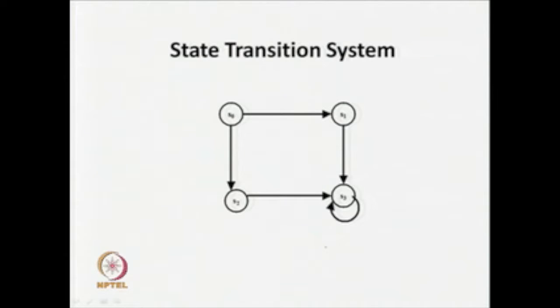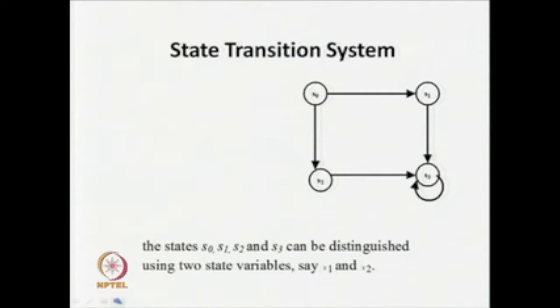So, in this lecture we are going to see how we represent those state transition systems with Boolean functions, and eventually we are going to represent those Boolean functions with the help of OBDDs, ordered binary decision diagrams. To represent this state transition system, which has 4 different states, we need at least 2 state variables. With the help of these state variables, we can represent the states of this state transition system.